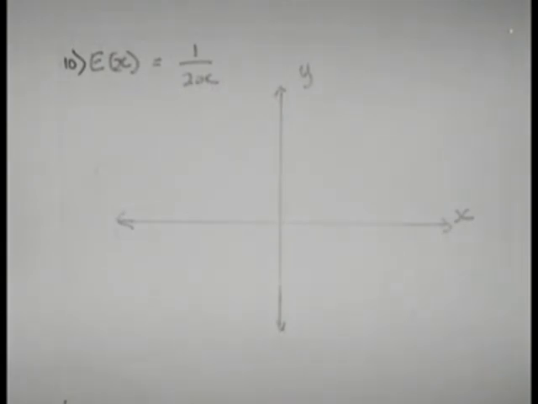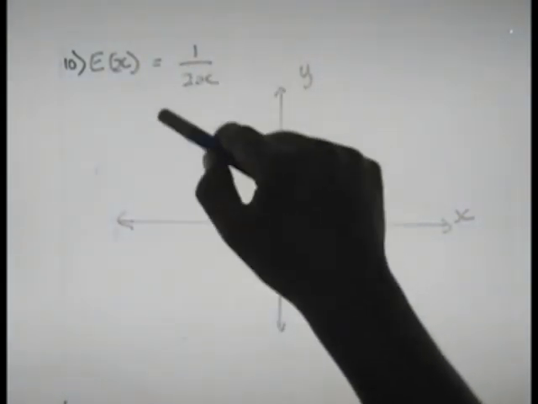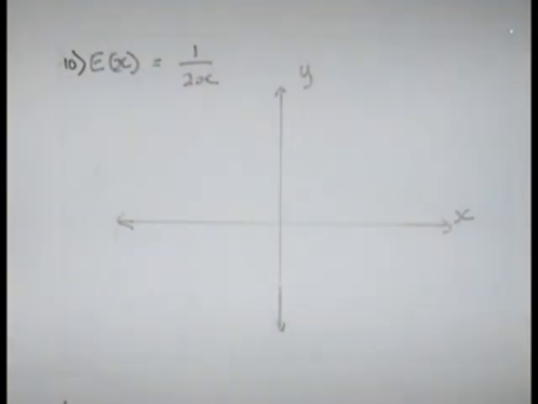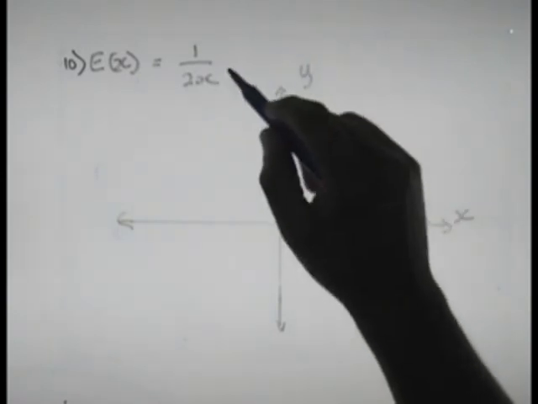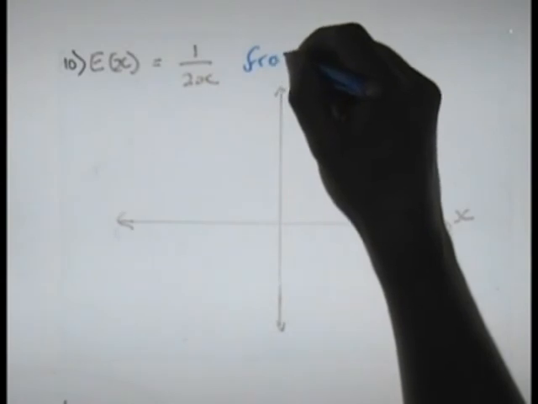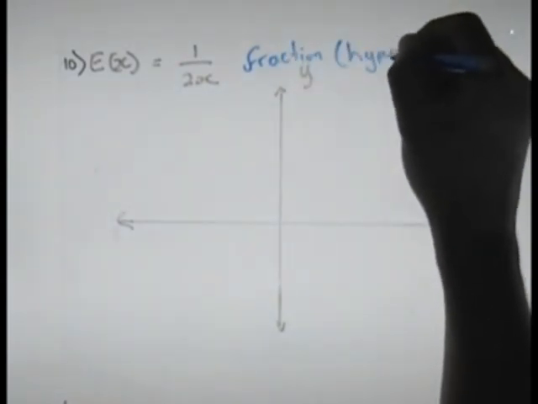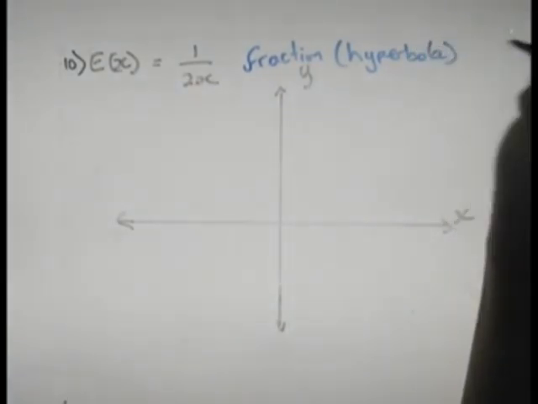Number 10. E of x is equal to 1 over 2x. Now notice something, that the independent variable x is part of our denominator in the fraction, which means that it's not a straight line function. We also know that it's not an exponential function. This is called a fraction function. I call it a fraction function. The technical fancy name is called a hyperbola.